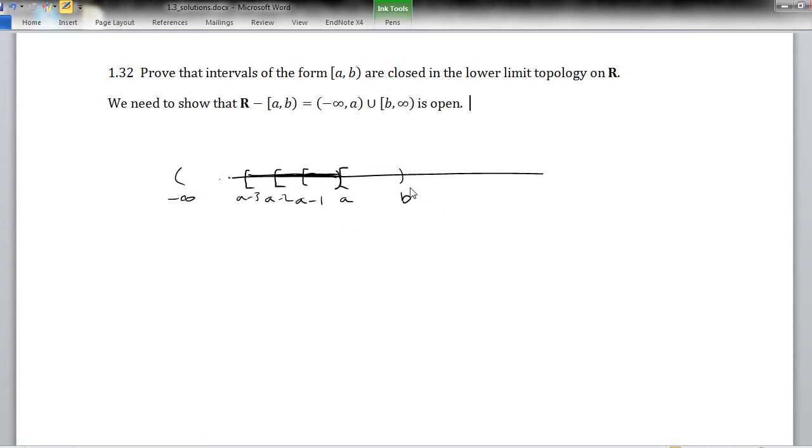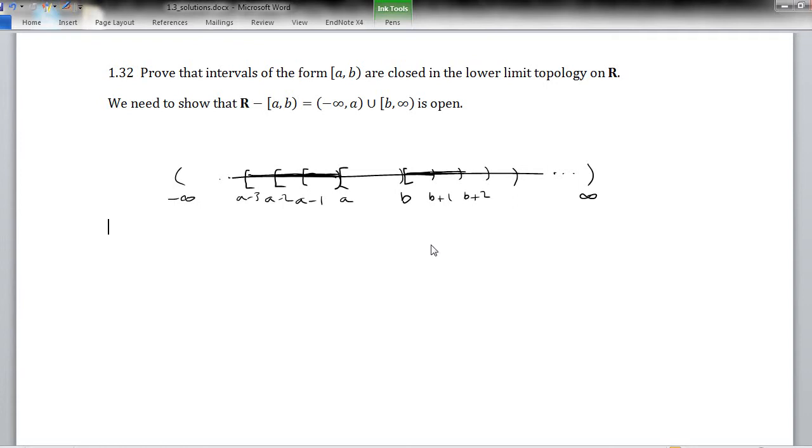Okay. So that's a union of base elements, therefore it's open. And you can do a similar thing on the right side here. We can start off with the interval from b up to b plus 1, which is a base element, and then take the union of that with the base element from b up to b plus 2, and so on, b plus 3, b plus 4, and eventually we get everything from b up to infinity, including the b. Okay, so that's pretty much the proof.